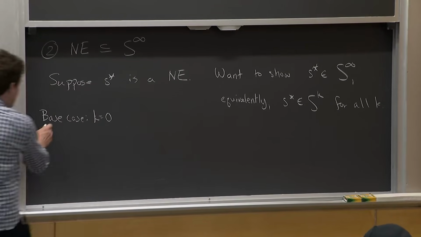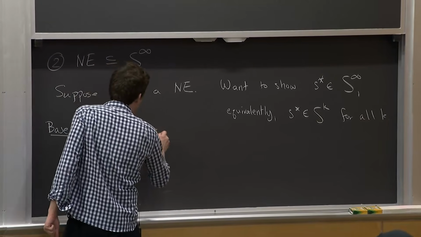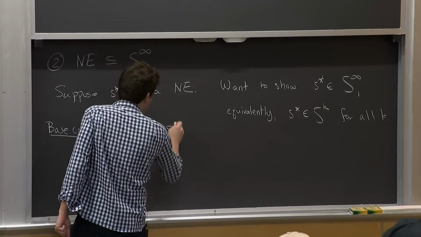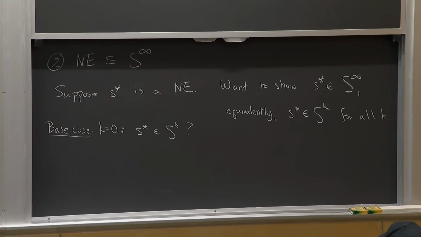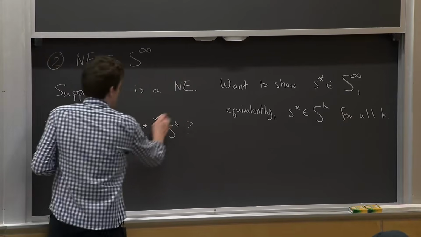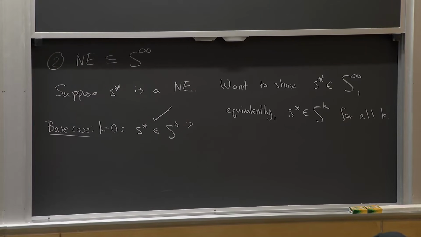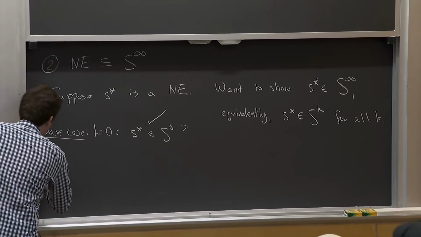And we can just chain our reasoning together. So for the base case of k equals 0, what we need to show is that S star is in S0. And maybe I'll put a question mark, because this is not a claim. I'm not saying it's true. It's what we're trying to show. So is S star in S0? Well, yeah, because S0 is just the set of all strategy profiles, right? And S star is a strategy profile. So that's pretty easy. This is just by definition. The heart of the proof is the inductive step, right? So here's the inductive step.